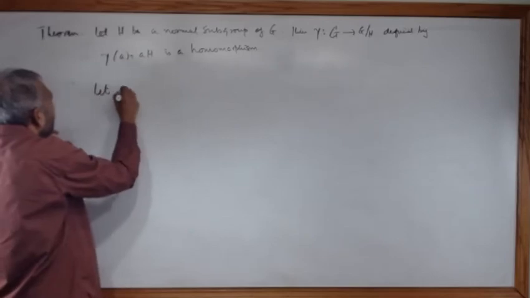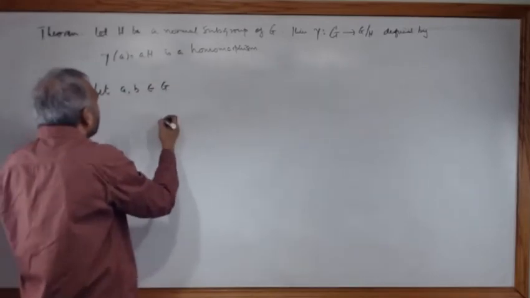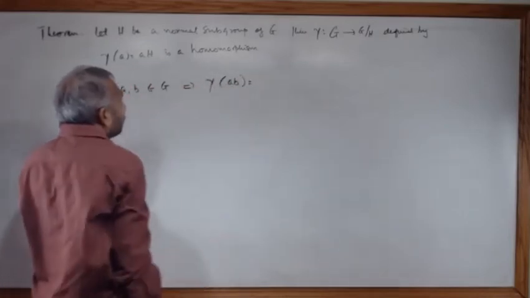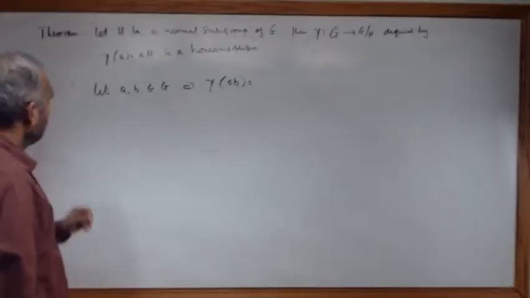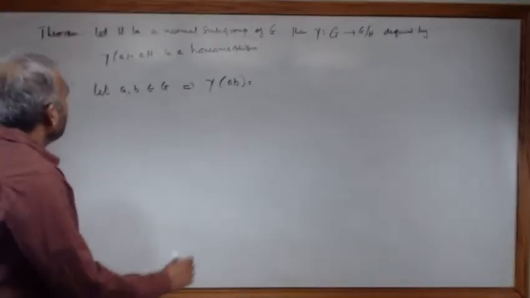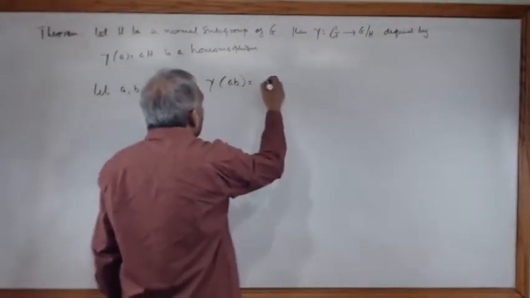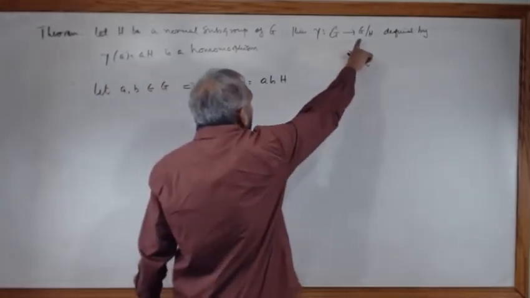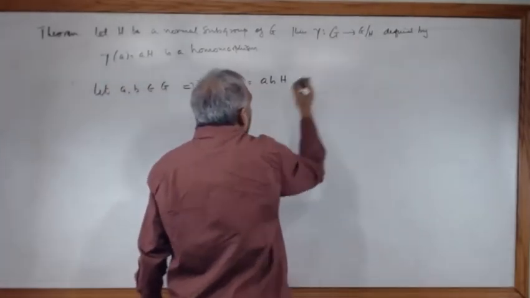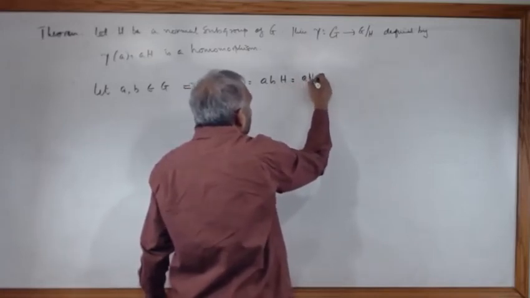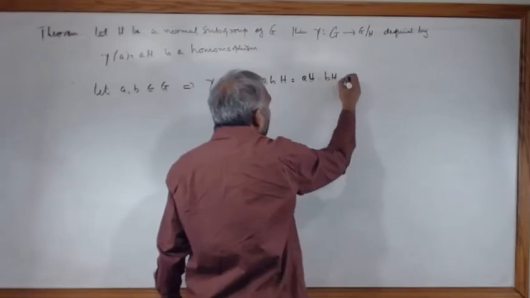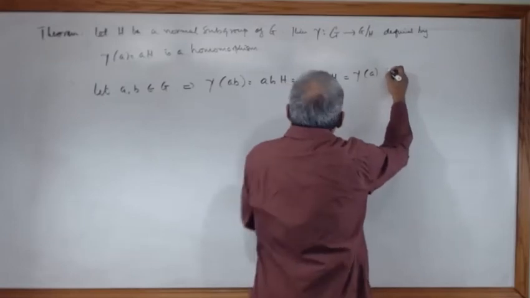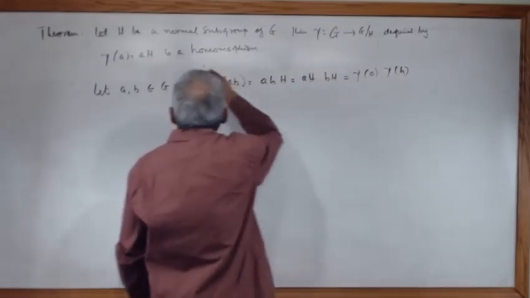So let a, b belong to G, and that implies gamma of ab is equal to, by definition, abH, and we know that if G over H is a factor group, this is aH times bH, and that is equal to gamma of a times gamma of b. So this is a homomorphism.